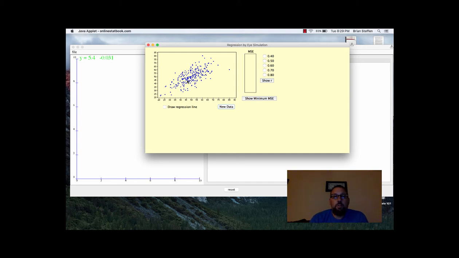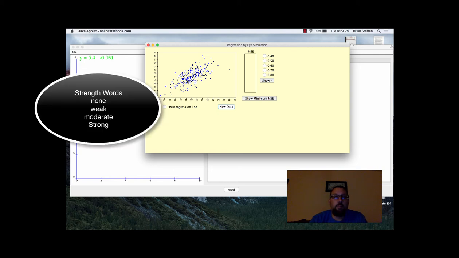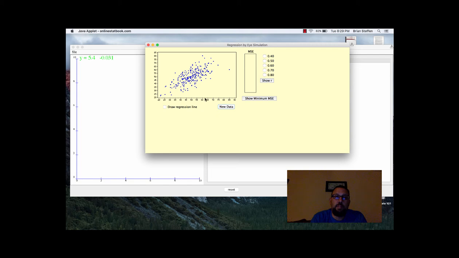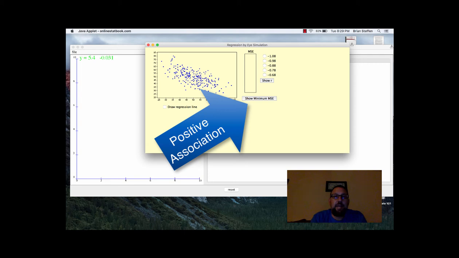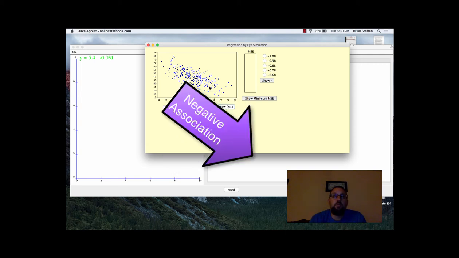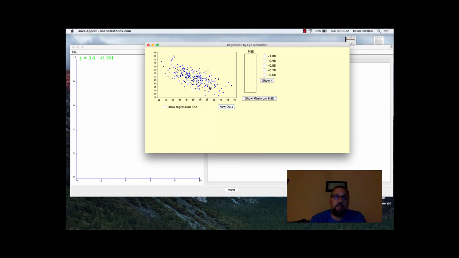Let me go through quickly some of the elements of it. First we talk about strength. Is it strong, moderate, weak, or no relationship? Is it positive or negative? Positive means as x goes up, the corresponding y values go up, so it's going up from left to right. If it's going down, it's said to have a negative relationship. So strength: strong, moderate, weak, or none; positive or negative.